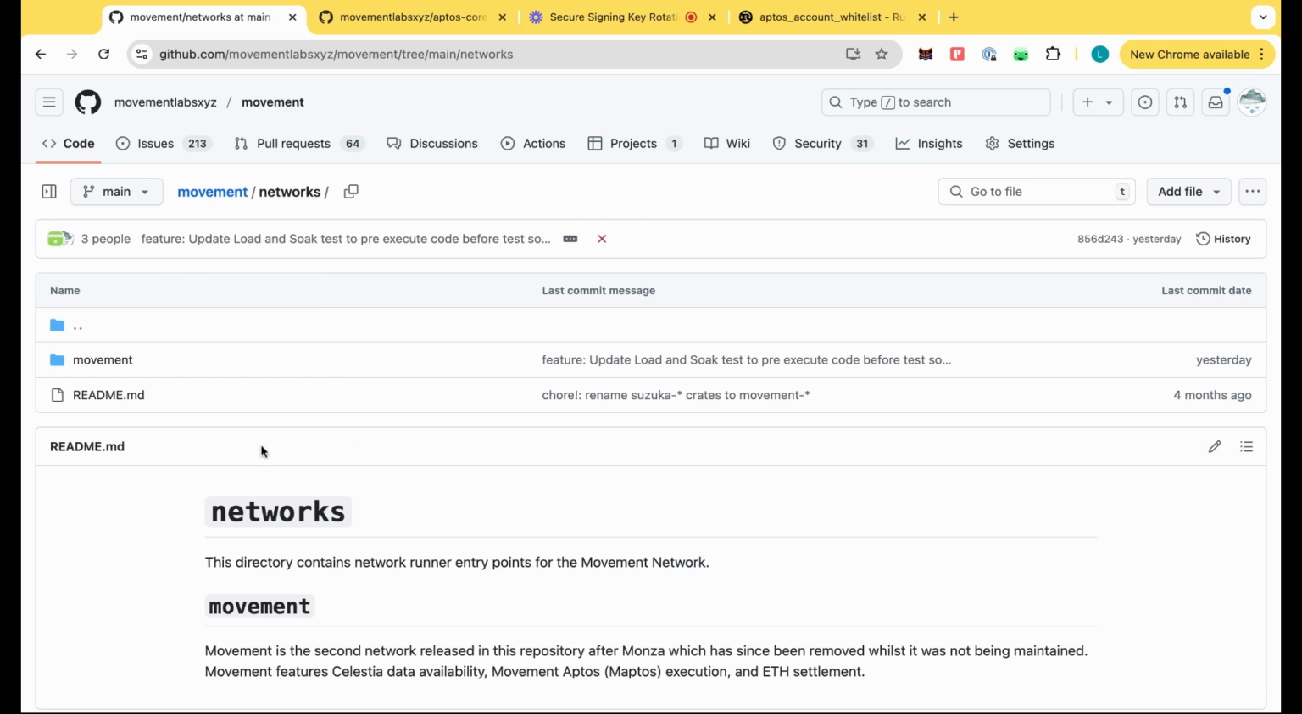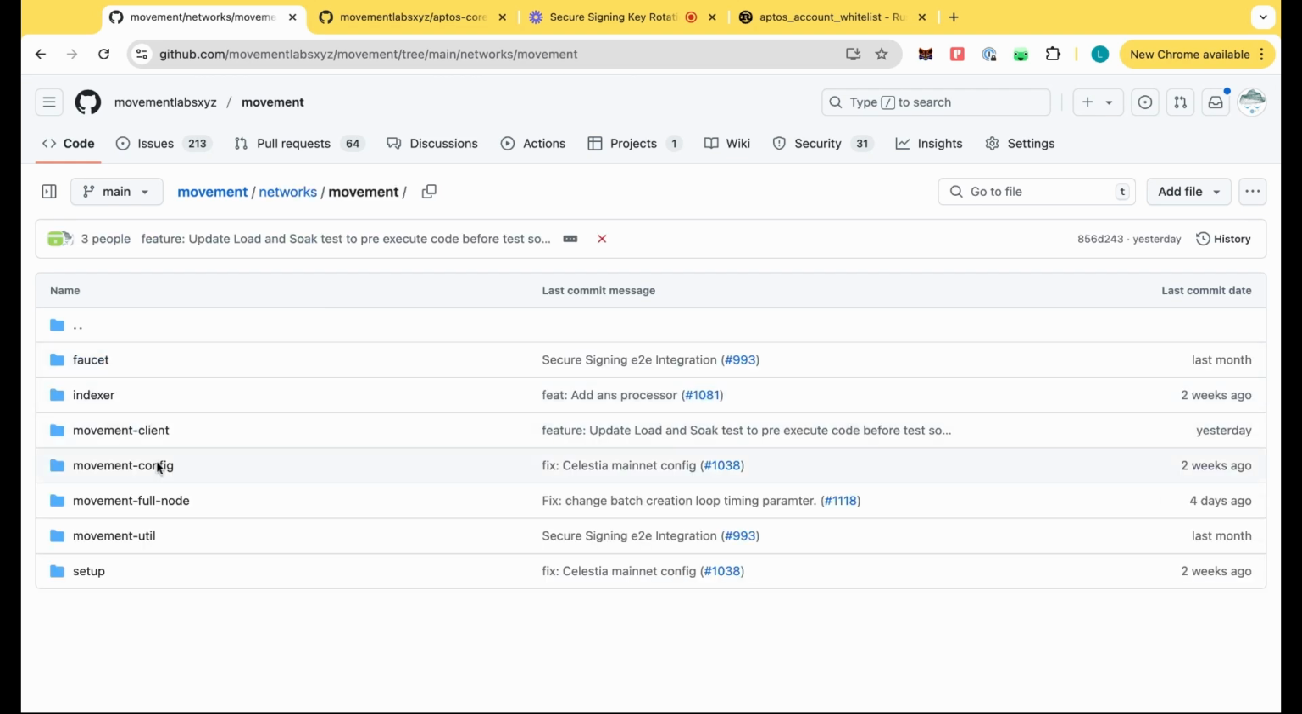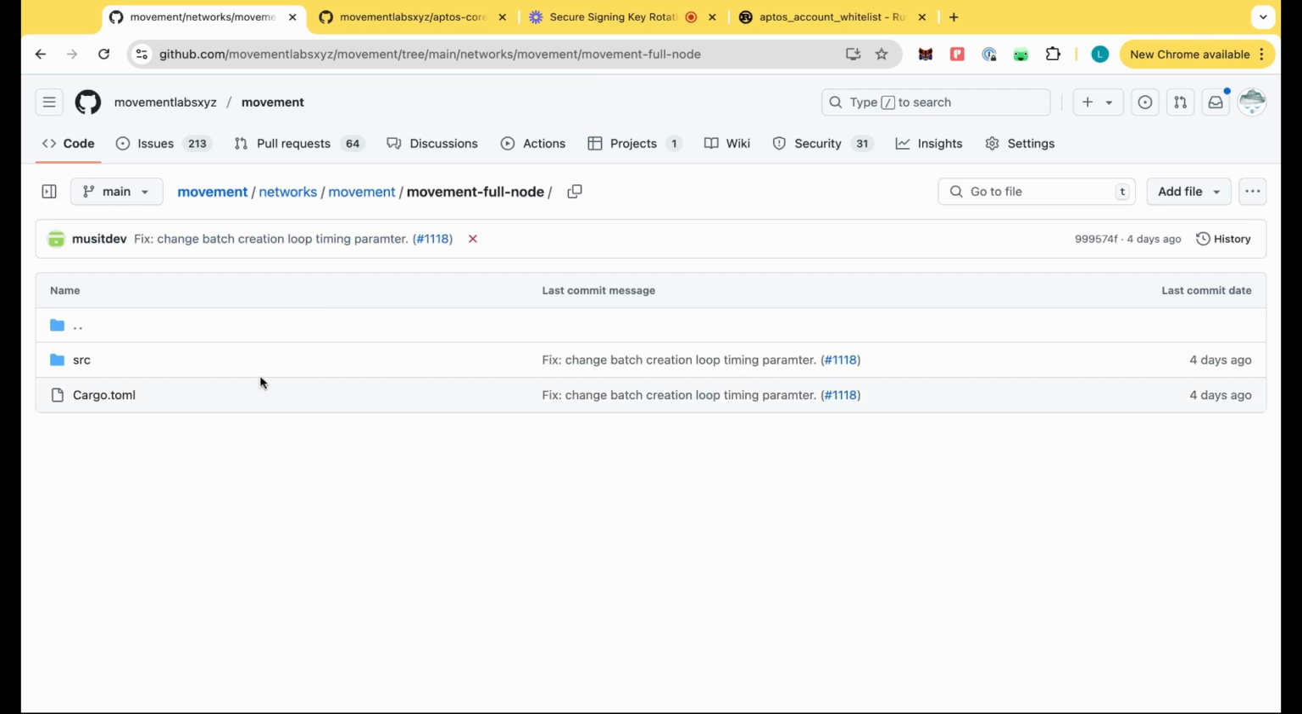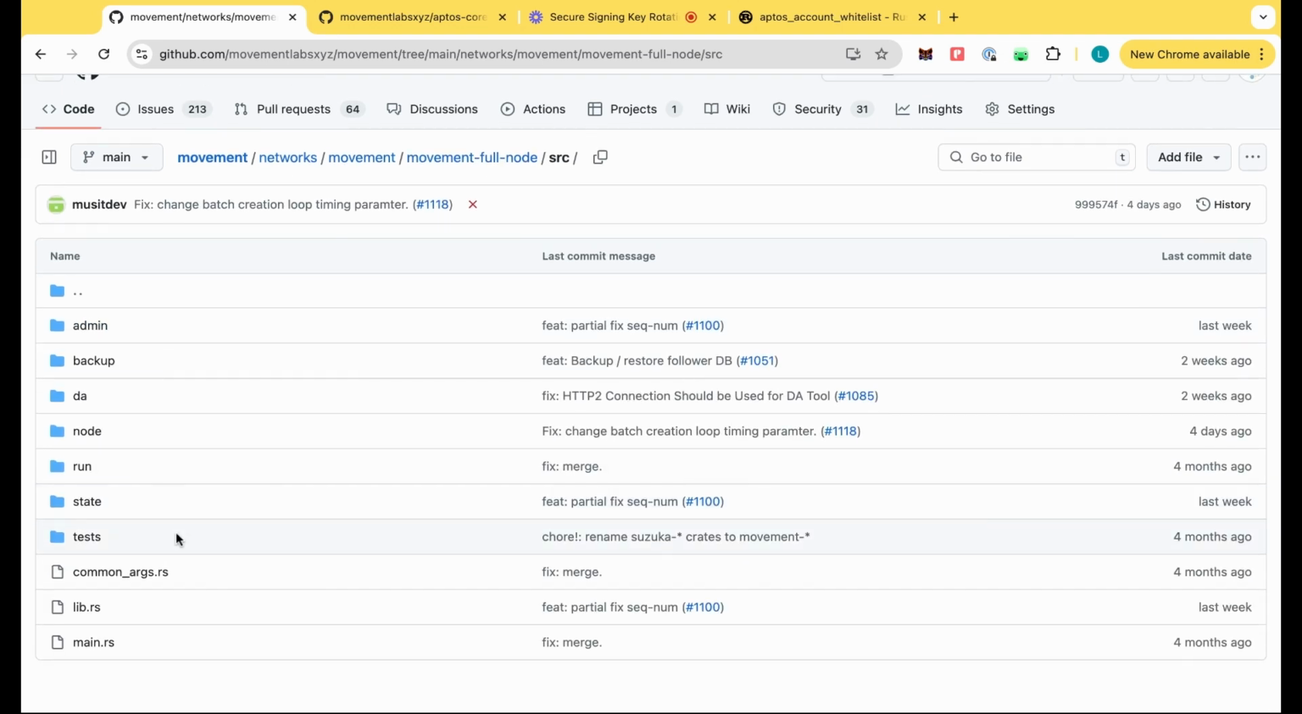For the Movement full node process, which is where the ingress of transactions takes place before things are sent onto the DA, that is defined under movement networks movement full node. And essentially, if you trace out all of the dependencies of the movement full node, you'll be able to find the different crates that you need, either in the form of there being a direct module that's included here in the process or a client for another process.